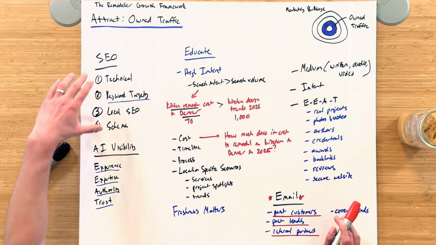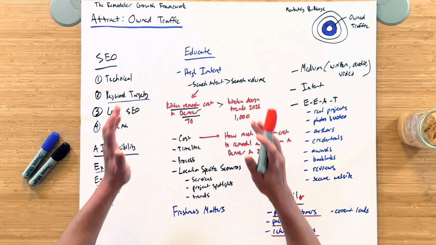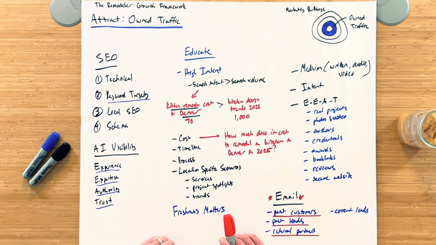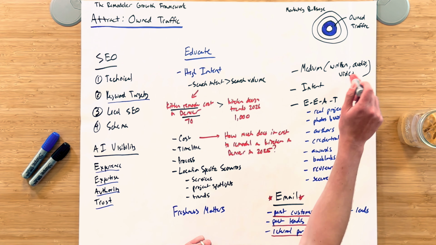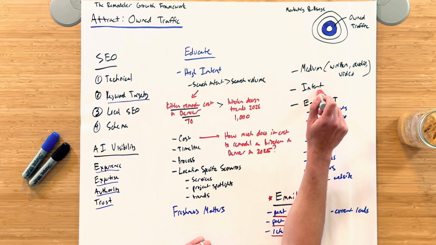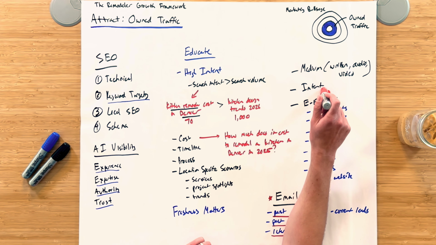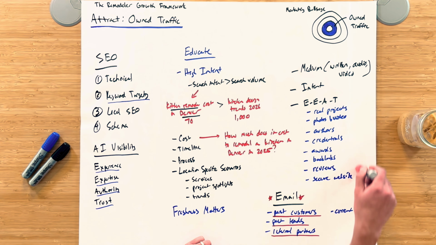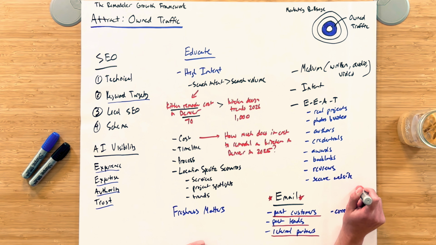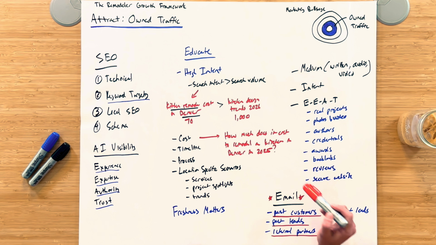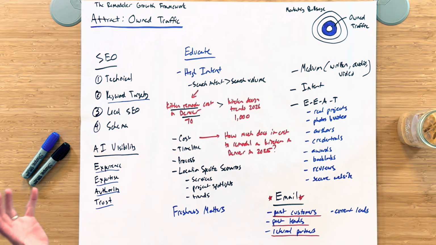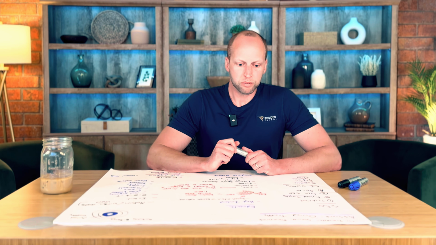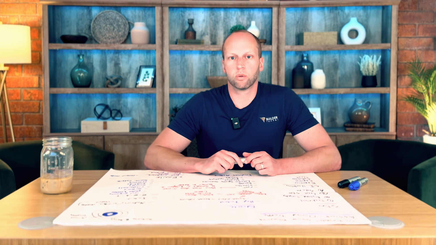So own traffic is all about building up your digital real estate. We're primarily talking about SEO and AI visibility, and we do that by education. We're going to educate and create helpful content, and we're going to think about that in terms of different mediums, which is going to be written, audio, or video. We want to make sure that we're pulling in high intent people that we think are ready to buy or close to being ready to buy. We're going to apply the experience, expertise, authority, and trust framework here to our content. And then we're not going to forget about email as a part of what we own in terms of our digital real estate. So that is own traffic, the first ring in the marketing bullseye.